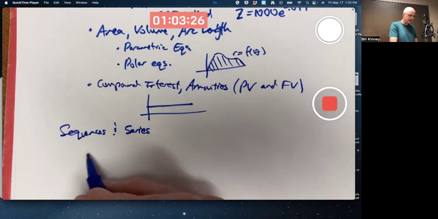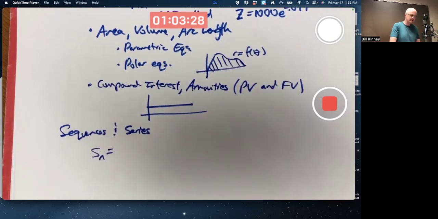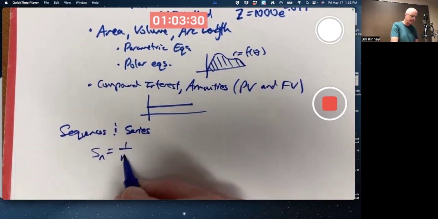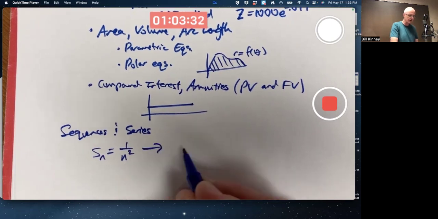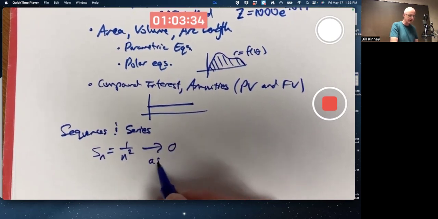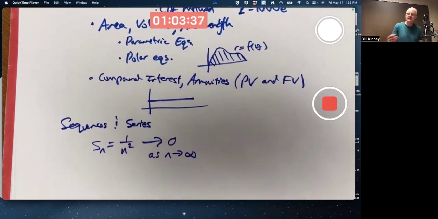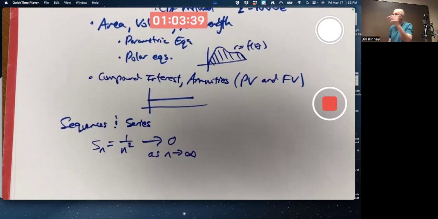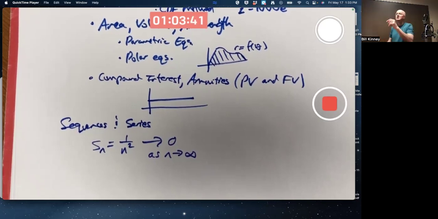A sequence was just a list of numbers given by a formula quite often. For example, 1 over n squared, which is an example of something that goes to 0 as n goes to infinity. That's just a sequence, an infinite list of numbers. No adding going on. We also talked about recursive sequences.